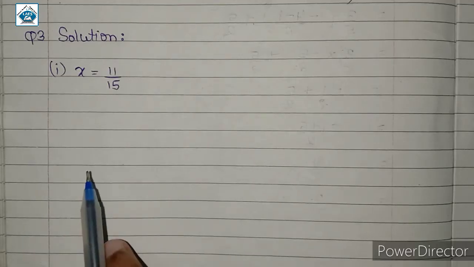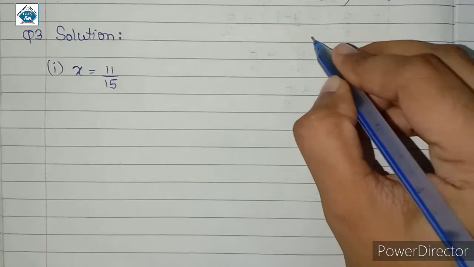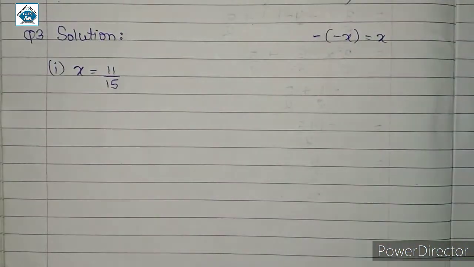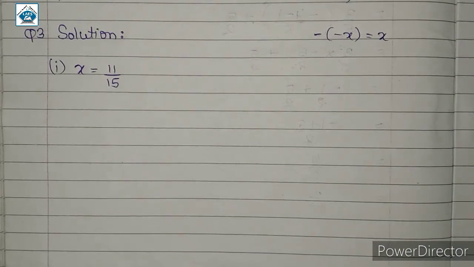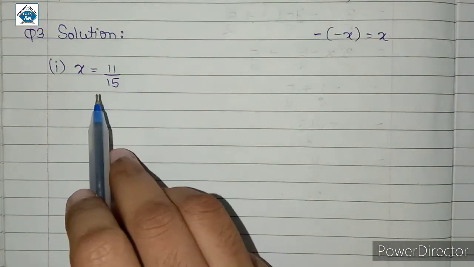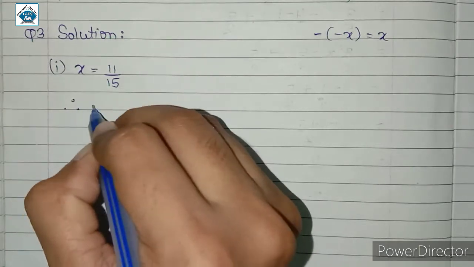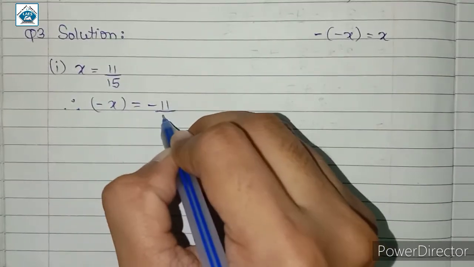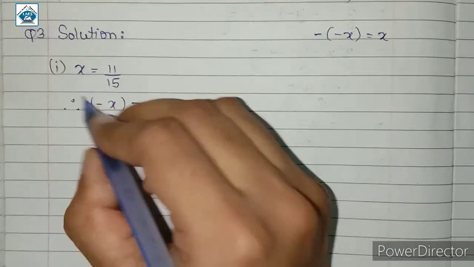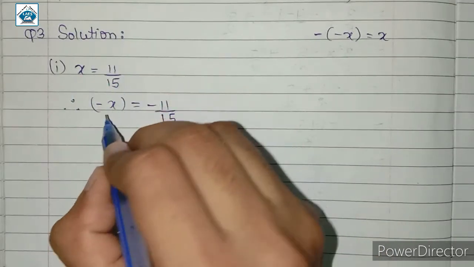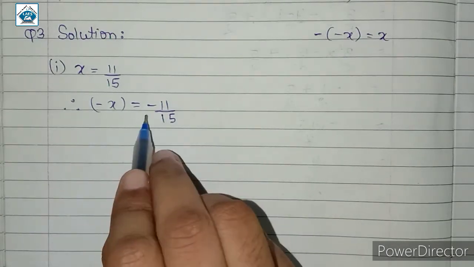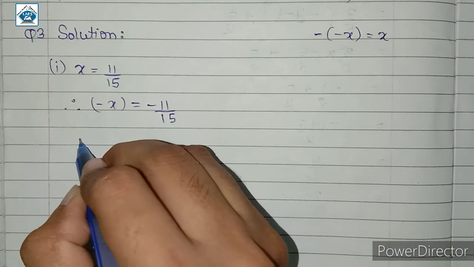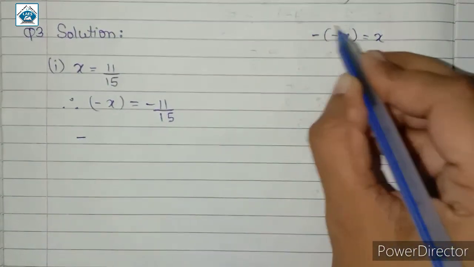In question number 3, we need to verify that minus of minus x is equal to x itself. So here we are given x is equal to 11 upon 15. So therefore minus x, that is the negative of this, will be minus 11 upon 15. क्योंकि x जो है वो 11 upon 15 है, तो minus x क्या होगा? It will be minus 11 upon 15. And here we need to add negative sign because we need to prove this.